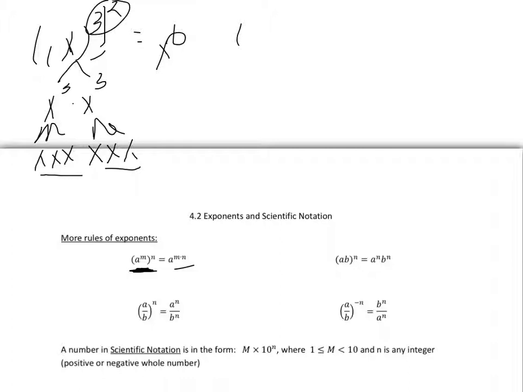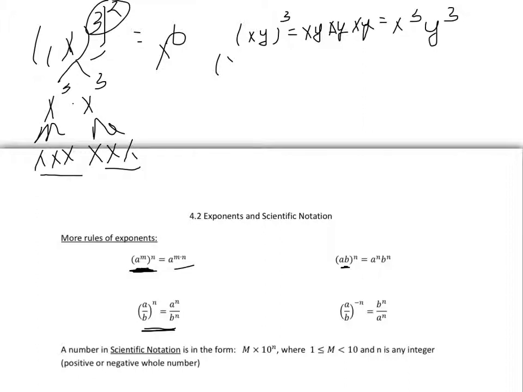Second rule, think about it. If we have xy to the third power, this is really xy, xy, xy. Group the x's together. X times x times x is x cubed. Y times y times y is y cubed. So really, if we are raising a product to a power, we can raise each piece of that product to the power. So ab to the n is a to the power of n and b to the power of n. Now, this rule down here essentially is the same thing.